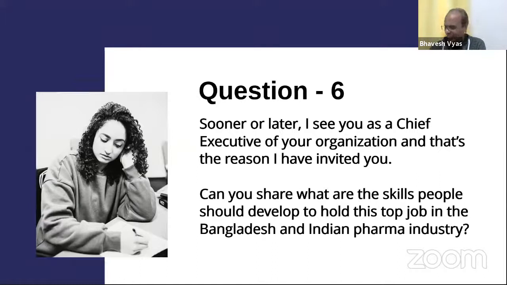My take would be that character stands number one, but besides that, it's the ability to understand at what phase the organization is and where it needs to be taken. I think that's something very, very critical, that one should be able to envision where I will take this organization in three years' time, in five years' time.